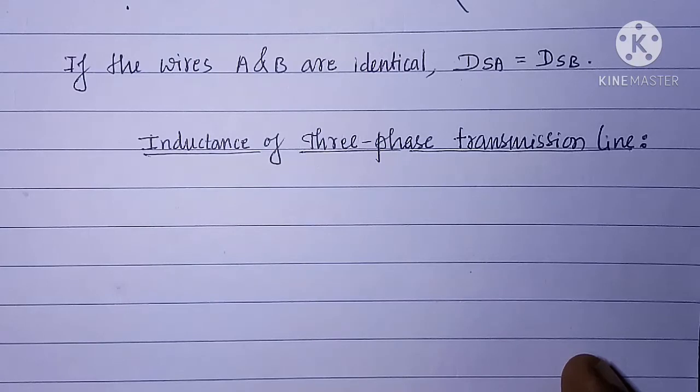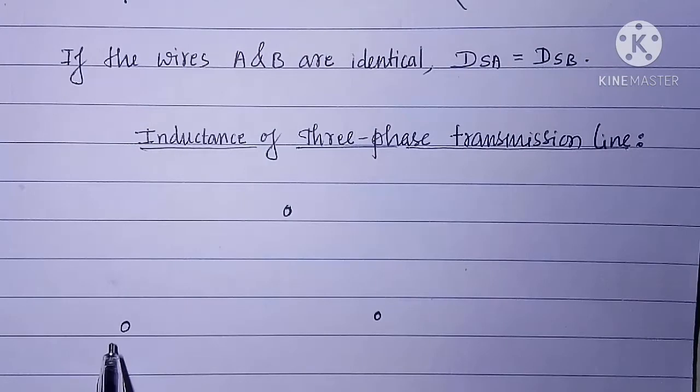And if three conductors are placed on the vertices of an equilateral triangle, then the three-phase transmission line is said to be a three-phase transmission line with symmetrical spacing. First, we will consider three-phase transmission line with unsymmetrical spacing.